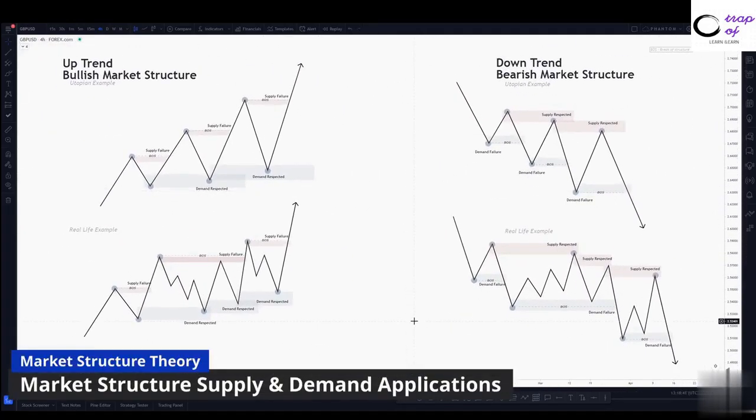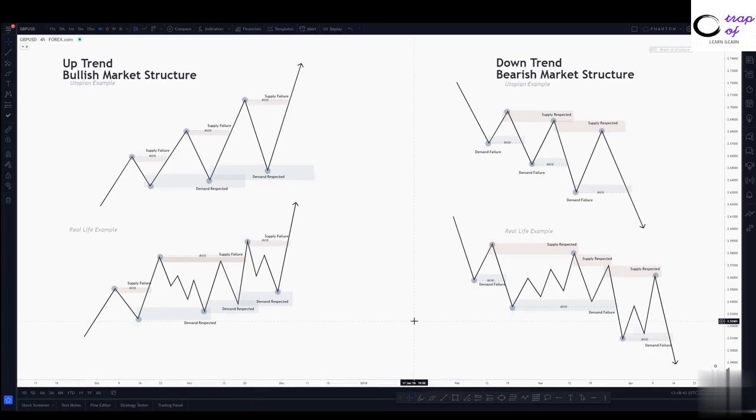Now let's take it one step further and combine market structure with supply and demand to understand how they interact with one another. Using the same examples from prior, we have, again, the utopian bullish trend example. We're creating higher highs, higher lows, higher highs, higher lows, higher highs, and higher lows. But if we take that a step further and look at it through the lens of supply and demand, when we create that pullback, we are creating a supply zone, whether it be a pivot supply or a range created supply.